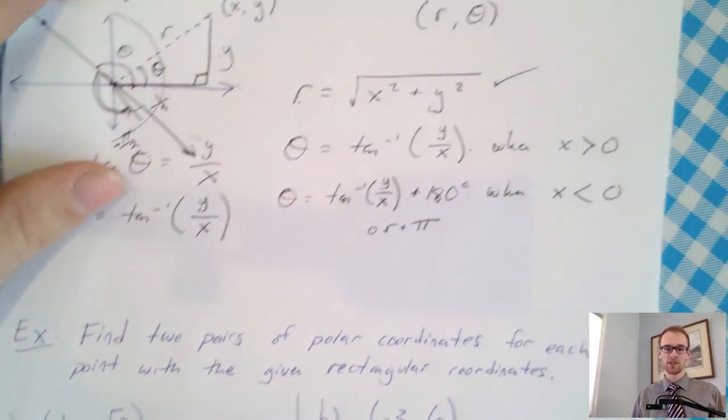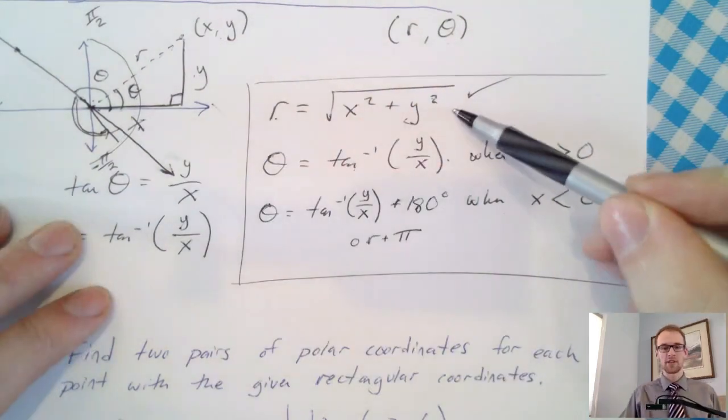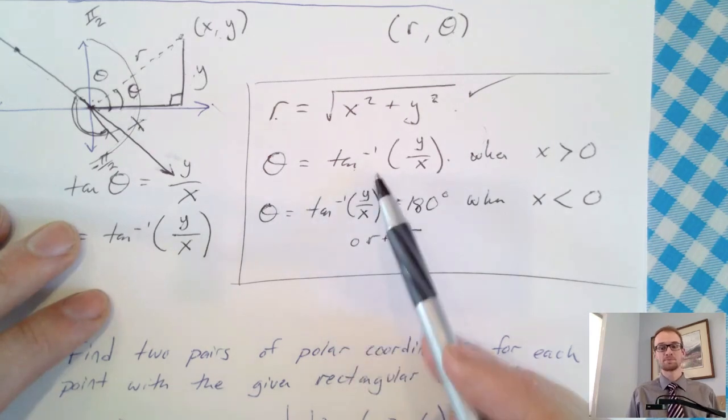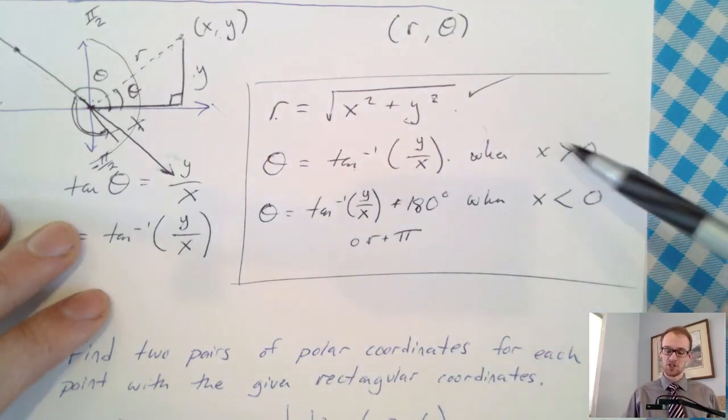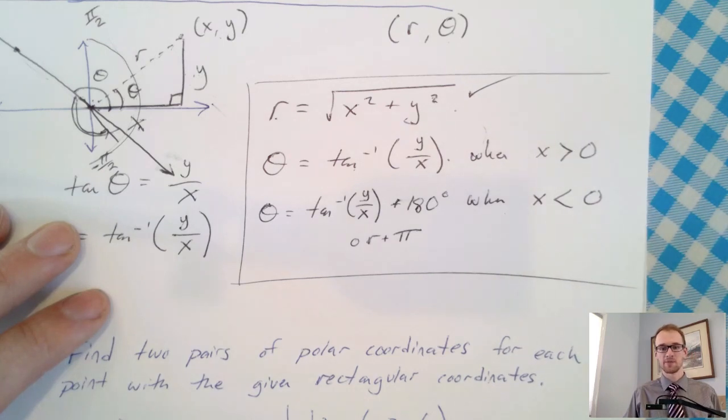Okay, so there it is. This is the part to write down. You find r with the Pythagorean theorem every time, and you find theta using inverse tangent. You just have to pay attention to when x is greater than 0 and when x is less than 0. I know it's never that easy. There's always some detail in there to remember, but just remember that.